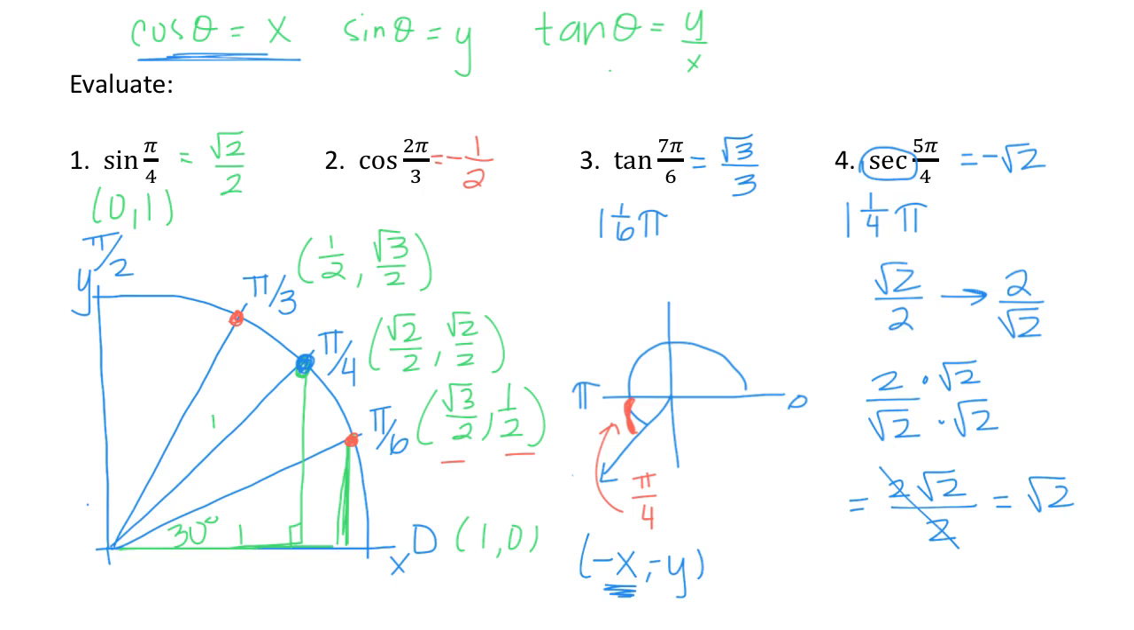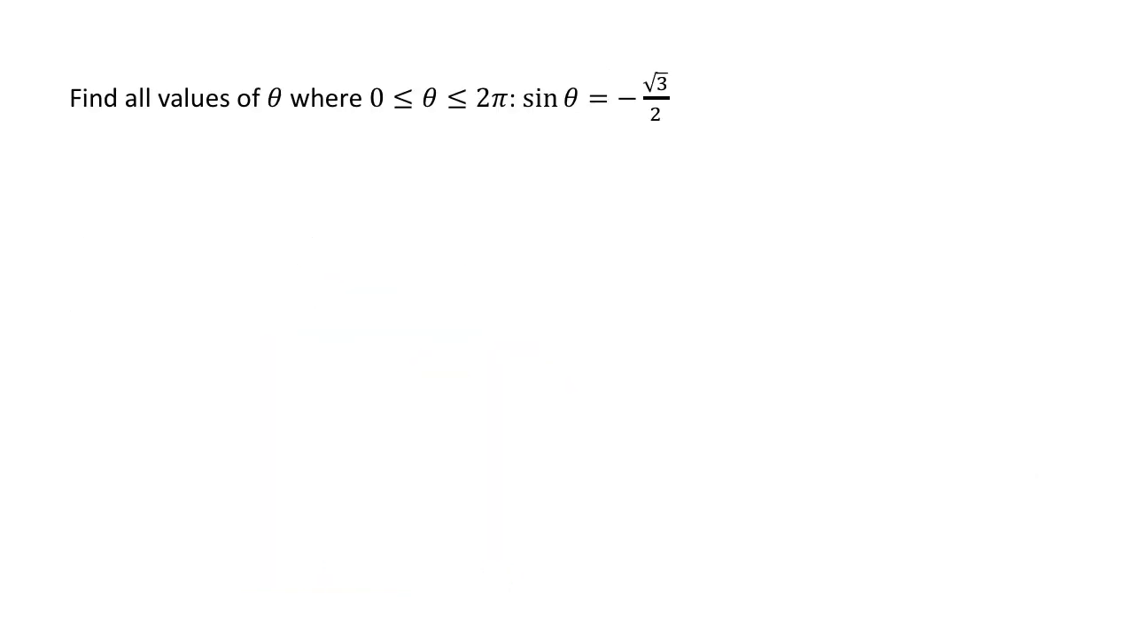Okay, now we're going to try ones where we're actually working backwards. It says find all values of theta where 0 is less than or equal to theta is less than or equal to 2 pi. That means theta is between 0 and 2 pi. It means on our unit circle. I want to find all the values of theta, the angle, where sine of that angle is negative root 3 over 2.